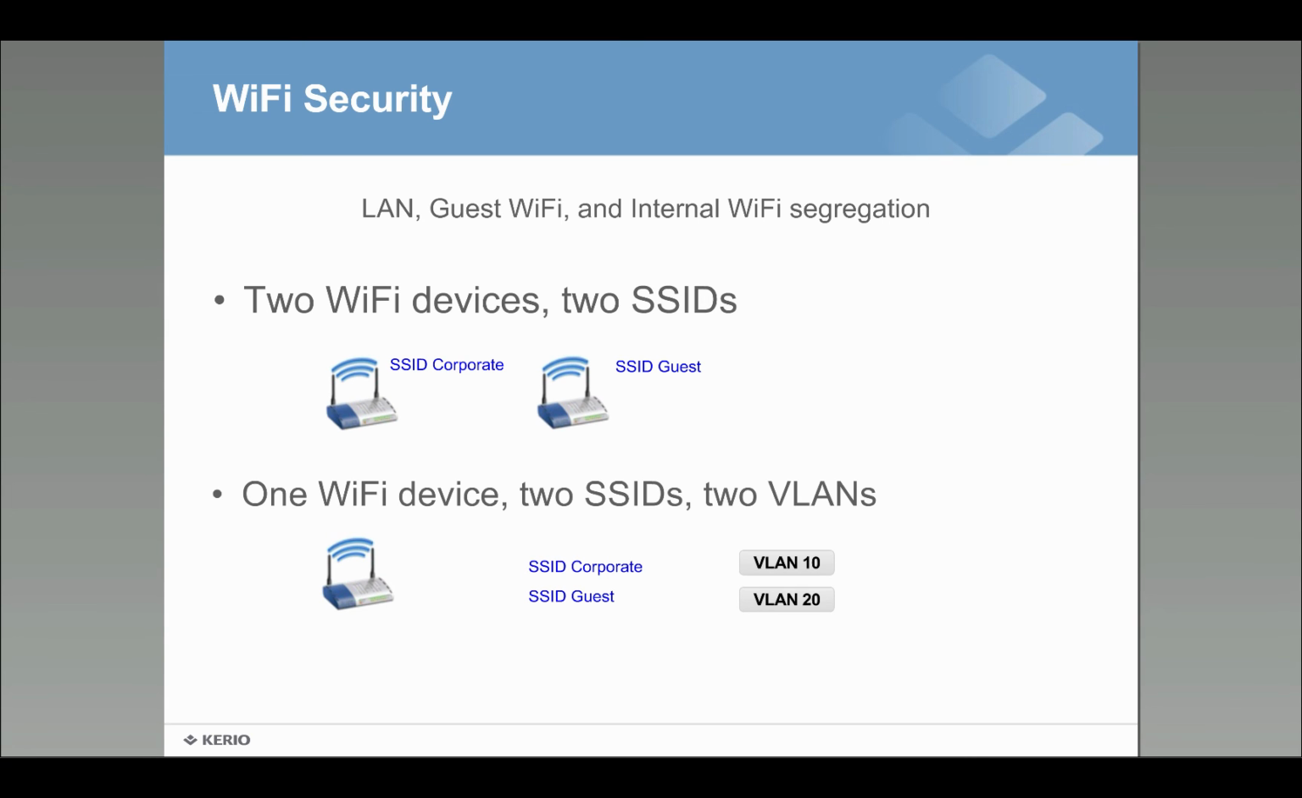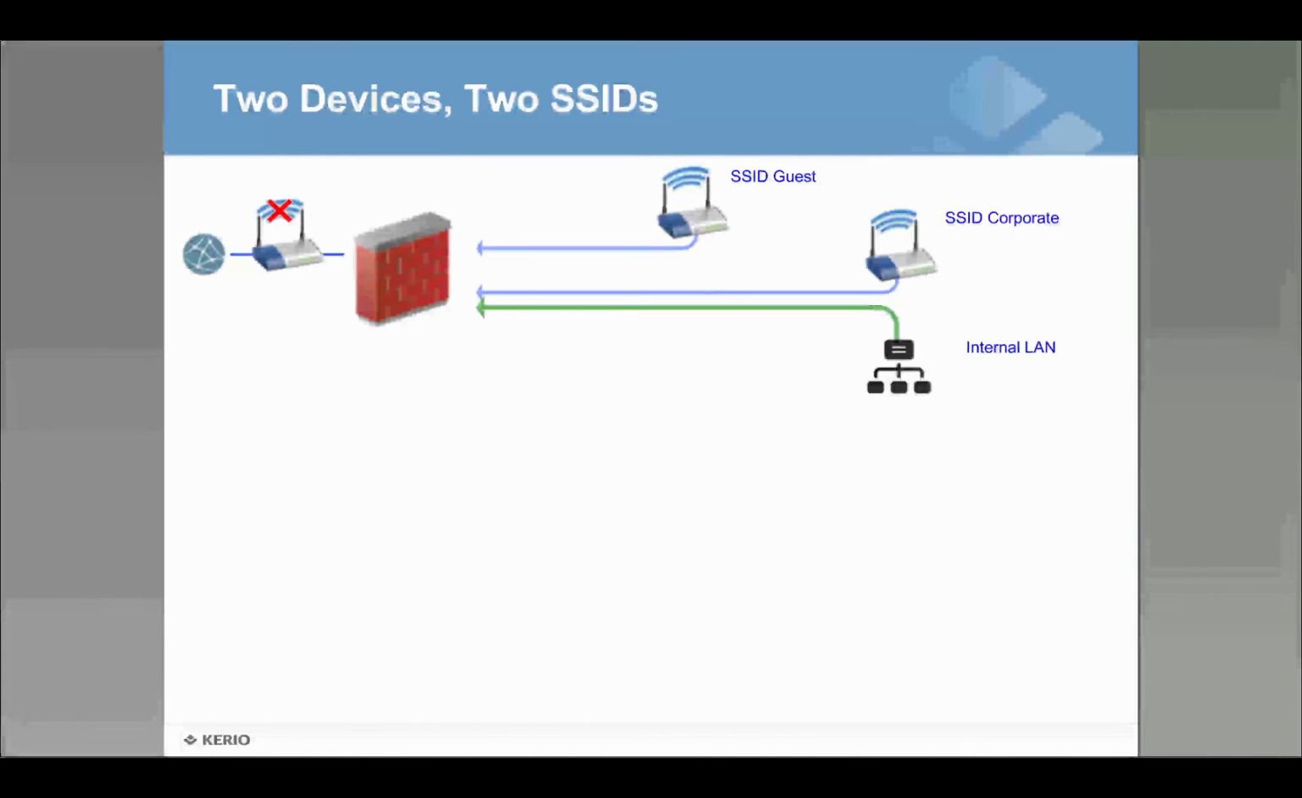The next one, if you want to, and this requires some skills and some other equipment, you will have one single device. You will broadcast from that device two separate SSIDs, but you do need to use VLANs. And we will show you the diagram how. So, two devices, two SSIDs.